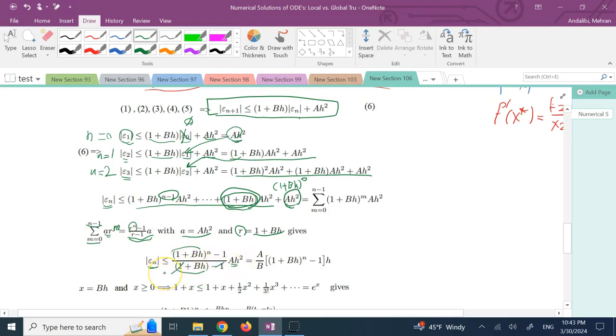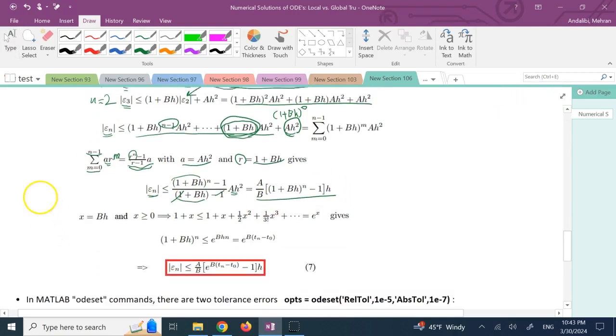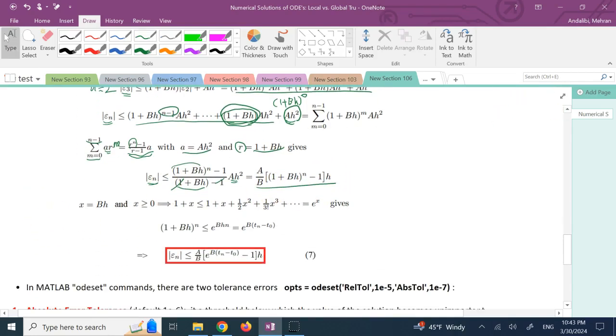And if you simplify this, you get what? You get this term here, a over b times 1 plus bh to the n minus 1, the whole thing times h. And here I'll do one extra thing, and I call this bh term x.